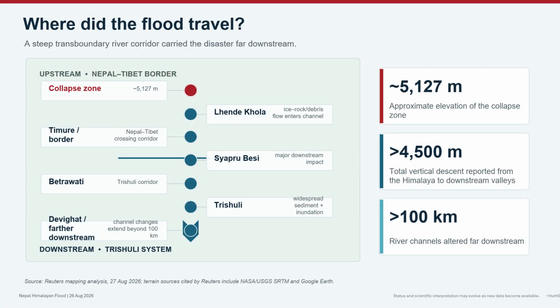The flood began at an elevation of roughly 5,100 meters near the Nepal-Tibet border. It entered the Lhende Khola, then moved through the Bhote Koshi and Trishuli river system. Communities including Timur, Saipru-Besi, Betrawati, Trishuli, and areas farther downstream were affected. The event descended thousands of meters in elevation and altered river channels for more than 100 kilometers.